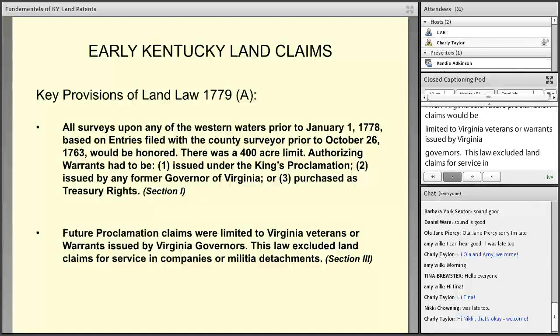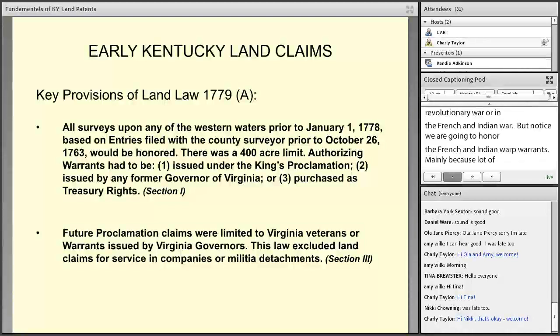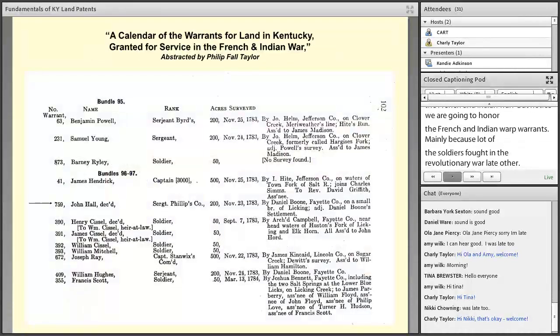Ladies and gentlemen, this is why you don't see bounty land warrants issued to militia companies out of Boonesboro, for example. They had to be foot-on-the-ground soldiers out of Virginia fighting in the Revolutionary War or in the French and Indian War. But notice we are going to honor the French and Indian War warrants, mainly because a lot of the soldiers who fought in that war fought in the Revolutionary War later on anyway. So they're, you know, being taken care of for both military efforts.